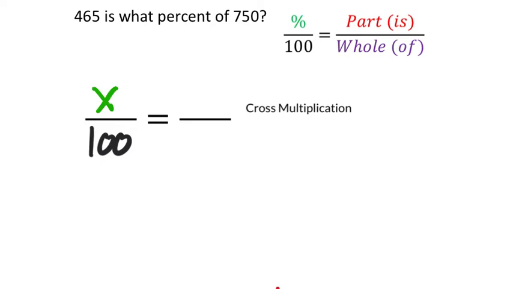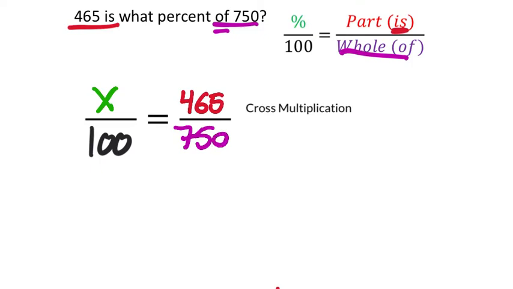So, again, we've got some key words, though. It says 465 is what percent of 750? 465 is, well, the is the part. That's our numerator, so I've got to put a 465 there in the numerator. And it even says of right there. That's the key word. Of is the whole. And so we've got the 750 in the denominator right there. Okay, so this at least sets it up for us which then will allow us to use cross multiplication.